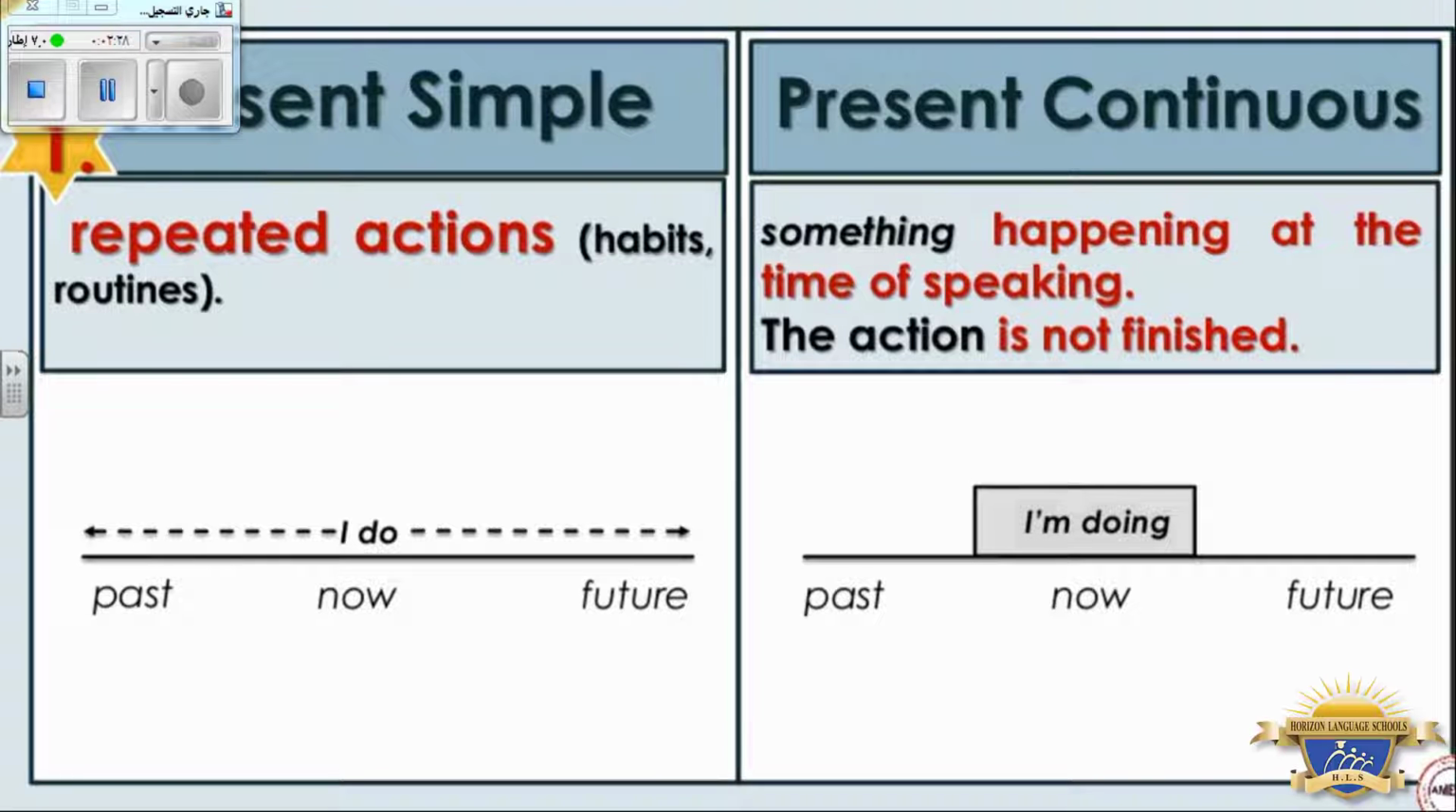So regarding the first use, the present simple is used for repeated actions, habits, or routines, like I do my homework regularly. And as for the present progressive, it's used to focus on something happening at the time of speaking. So the action is not finished. Like when I say I'm doing my homework, it's right now, so I didn't finish. The action is continuing.